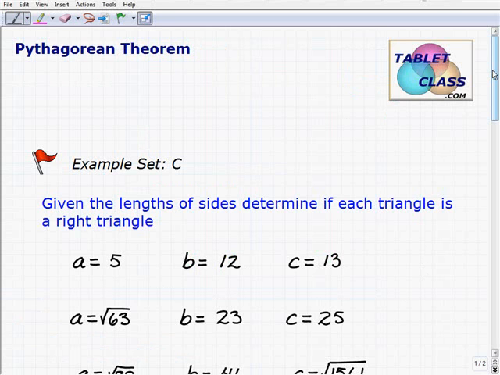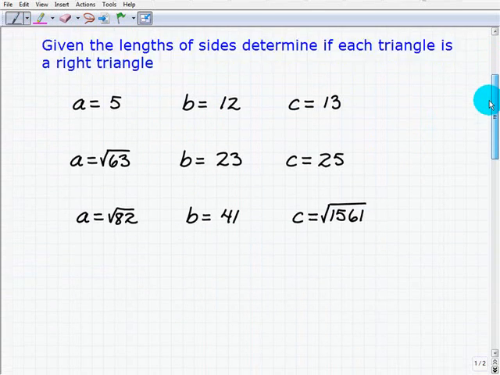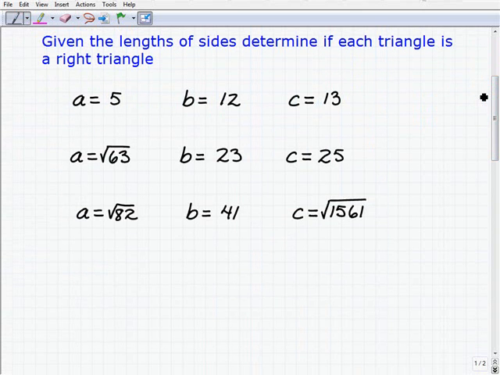This is our third example set C. So this is an interesting set of problems here. We're going to use the theorem to determine whether each of these triangles is a right triangle. Okay, so A, B, and C all refer to the lengths of a triangle, potentially a right triangle.